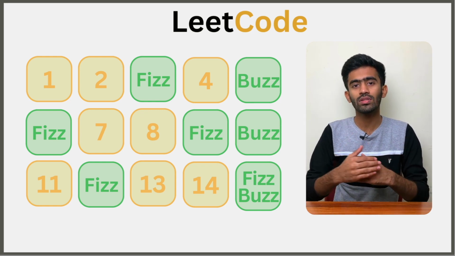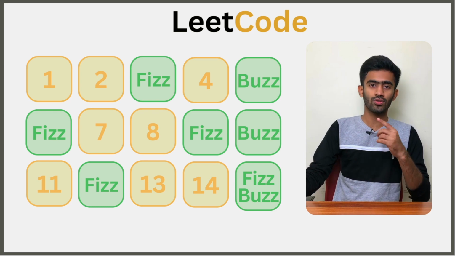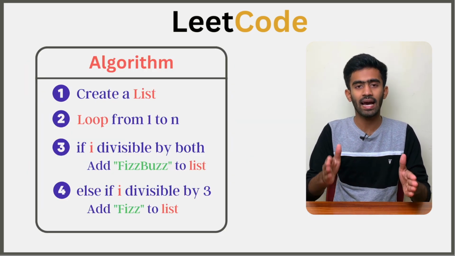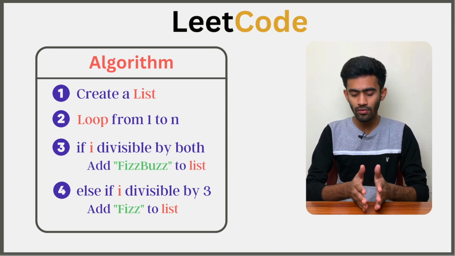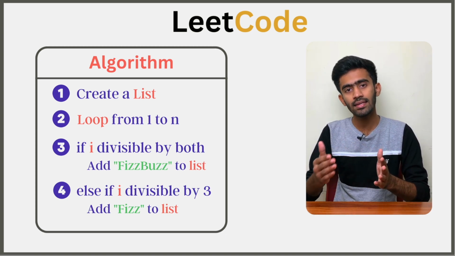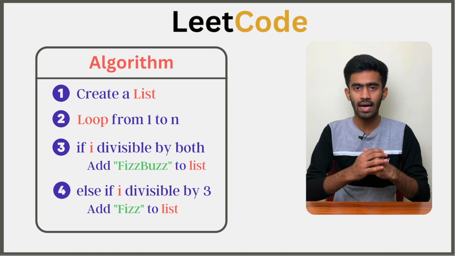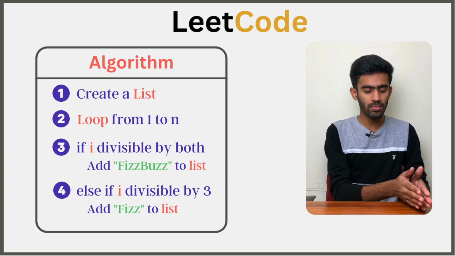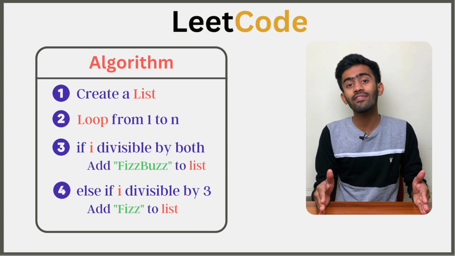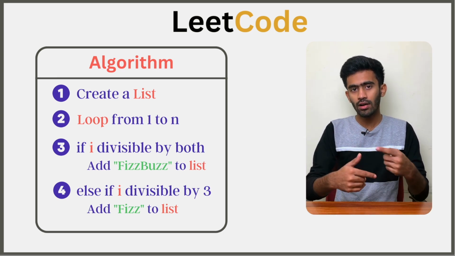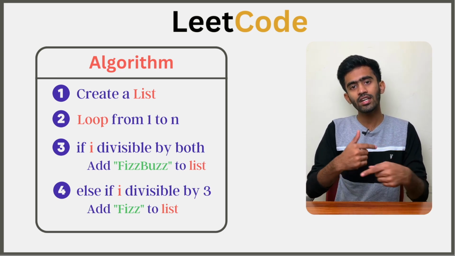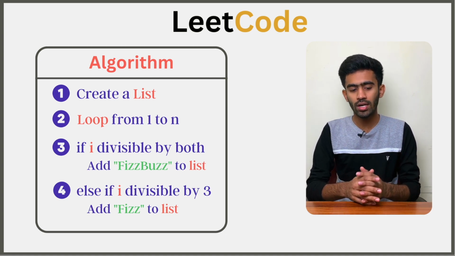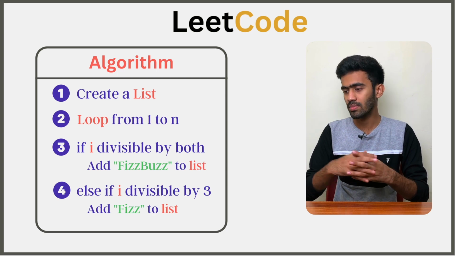Now let us move on to the algorithm or pseudocode in order to solve this question. So the first important thing would be to create the array itself or the list itself. So we need a list of strings as the output, and hence we are going to create that. That's going to be our first step. The next step is going to be to loop from 1 all the way until n. So we are going to loop from 1 to n and then check all these 4 conditions repeatedly for each and every number. That is going to be the second step.